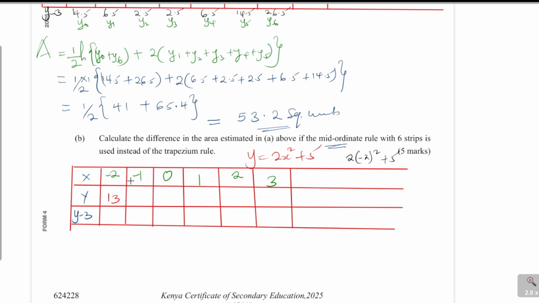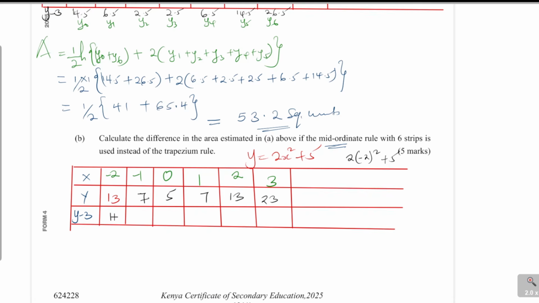Substitute negative 1, you get 7. What about 0? You get 5. What about 1? You'll get 7. What about 2? You get 13. What about 3? You get 23. Once you do that, now you subtract 3 from each of these.